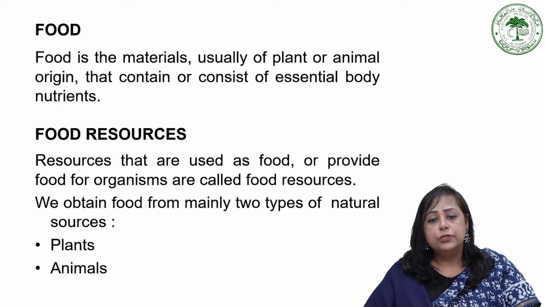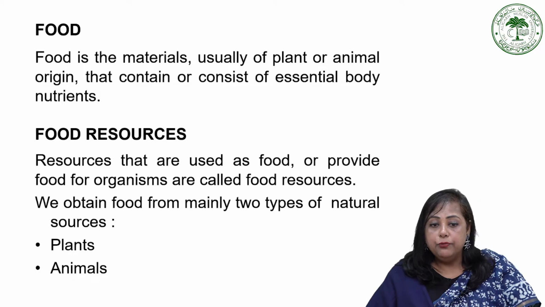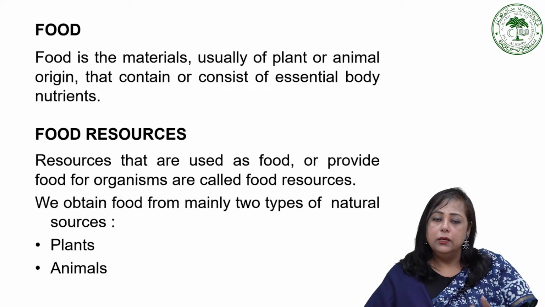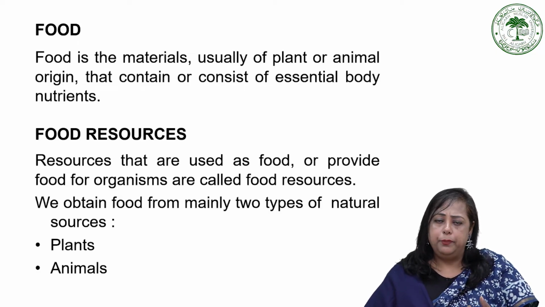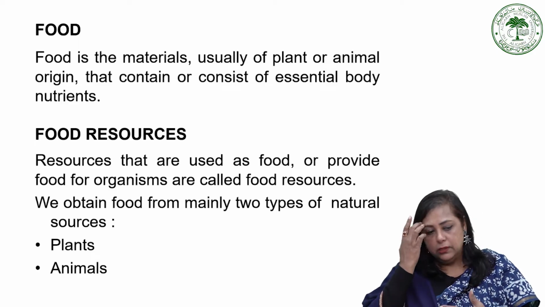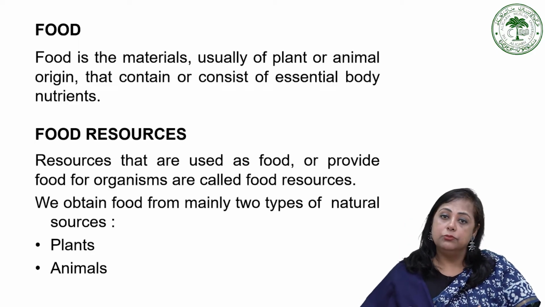So materials used as food or that provide food for organisms are called food resources. We obtain food from mainly two types of natural sources. One is the plant and the other is the animal. Plants means food grains, vegetables, these all come from the plants.